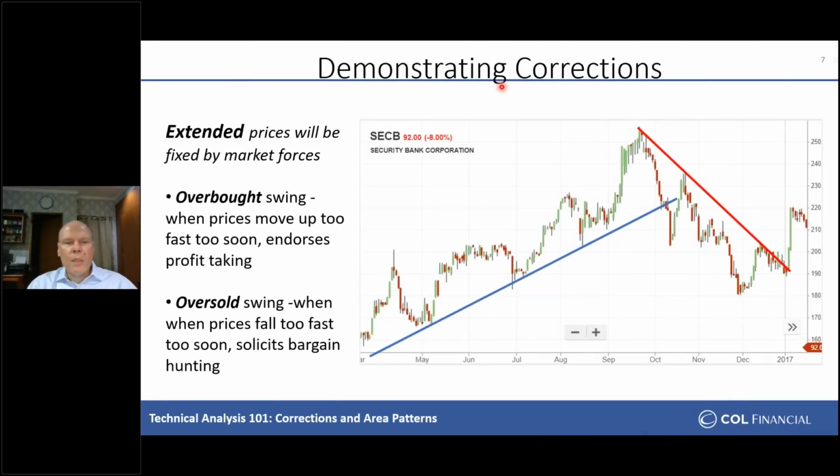So let's have a look at another example over here so that we can get better cast off it. And I will introduce the concept of what an overbought and an oversold condition is. So to demonstrate the typical type of correction, let's have this example we have here of Security Bank. And if we look at the uptrending part that you see over here, let's just have a look.